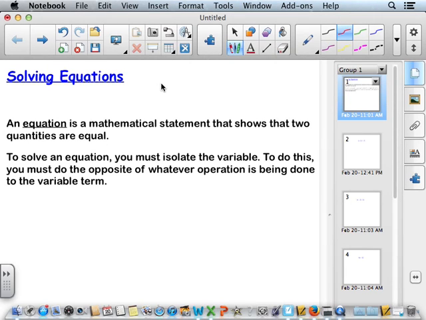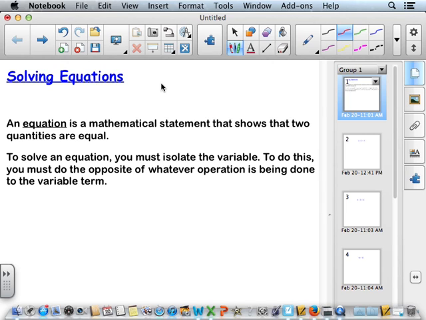Our objective for this is solving equations. An equation is a mathematical statement that shows that two quantities are equal. To solve an equation, you must isolate the variable. To do this, you must do the opposite of whatever operation is being done to the variable term.